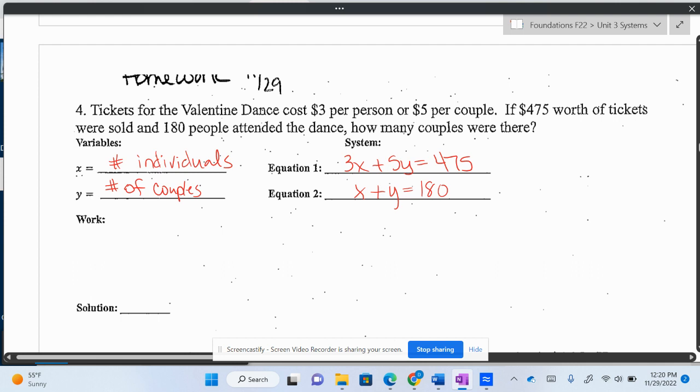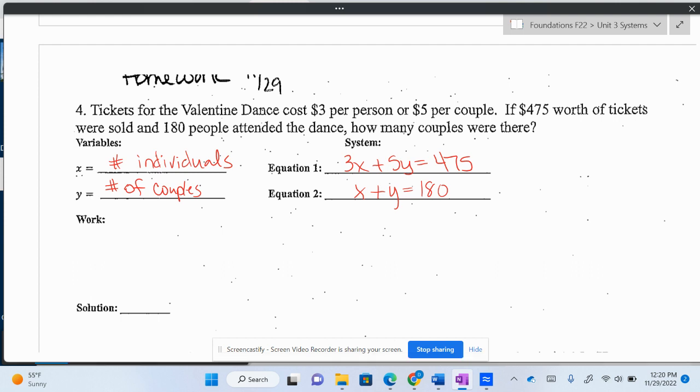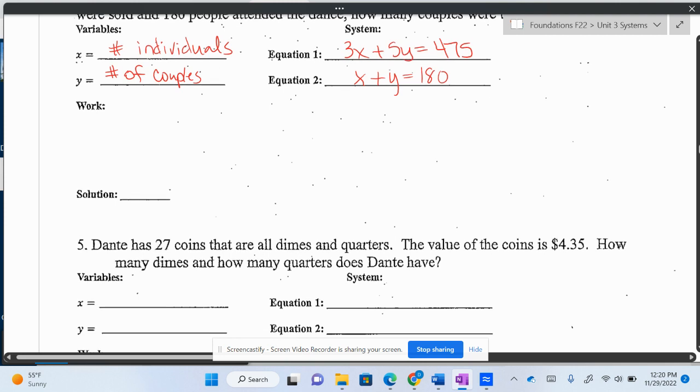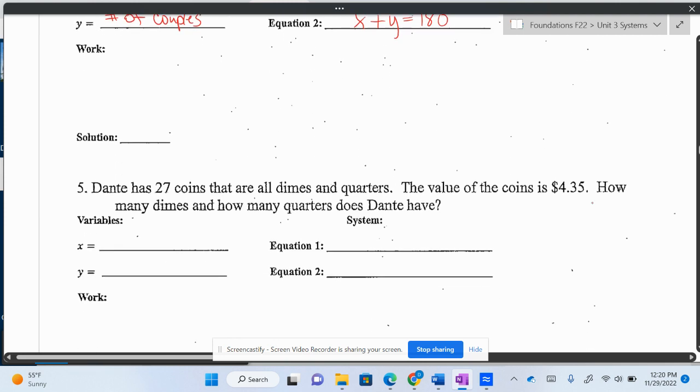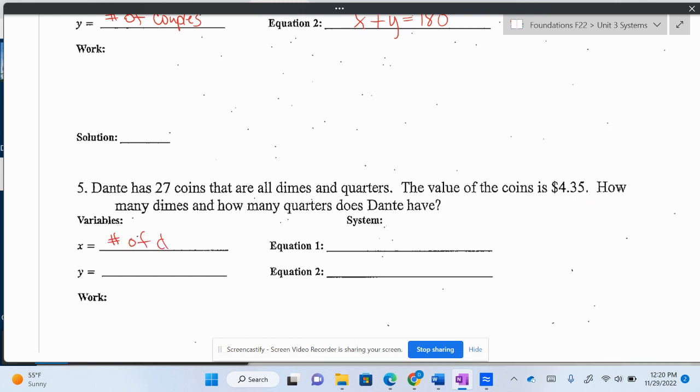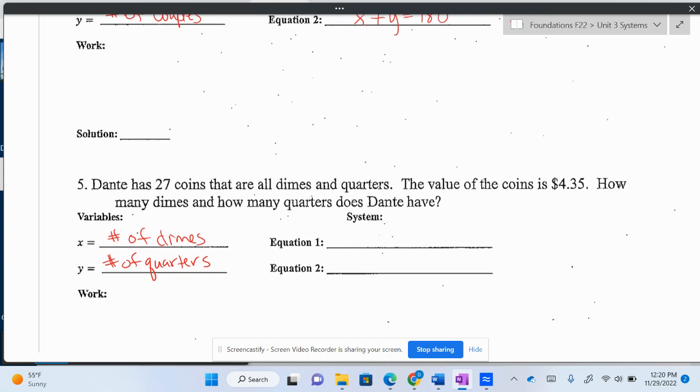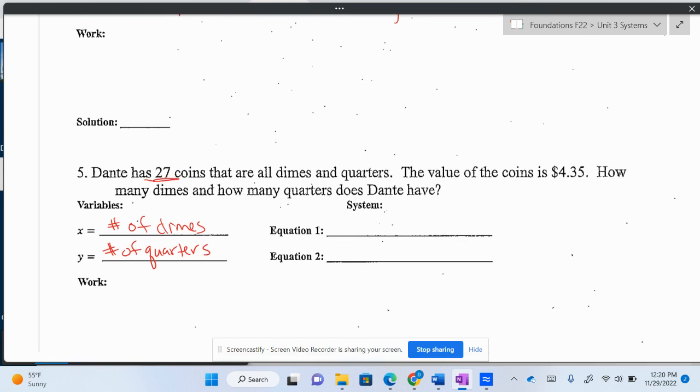coins. And it says that we have 2 types of coins. What are they? Dimes and quarters. So let X equal the number of dimes and let Y equal the number of quarters. I just try to put them in the order that they appear, see how it says dimes first? That's why I do that. So number of dimes is X. Number of quarters is my Y. Okay, how many coins do I have? I have 27. How do I show that I have 27 coins? Yeah, X plus Y equals 27.